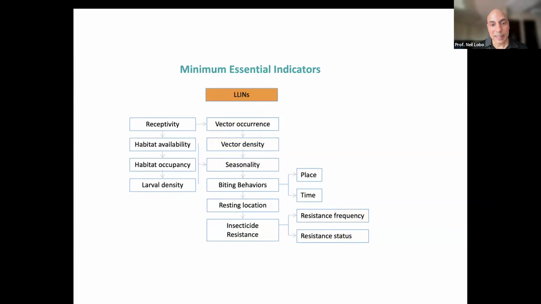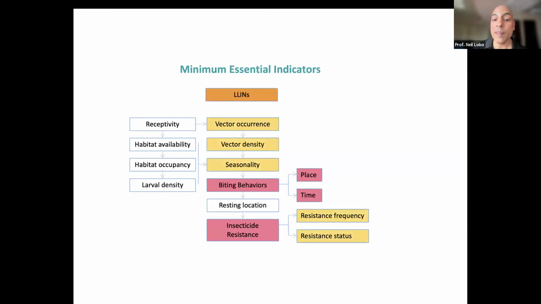If you look at bed nets, now think about this quickly without responding to me in the chat, but think about it. Which are your minimal essential indicators? I'll give you 3 seconds. There we go. The minimal essential indicators are: how do bed nets function? Indoor, late night biting, so place and time, and insecticide resistance. That's it. If you collect these indicators, if you understand these factors, you will understand how bed nets may function at your site. And if you design your surveillance strategy well enough, you will collect other indicators without extra effort.